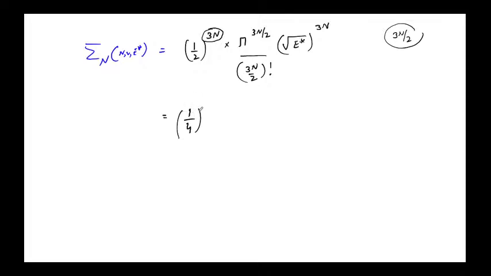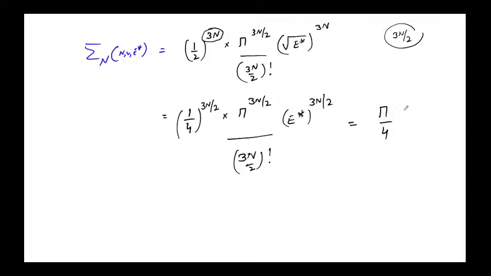If I write it as 1 over 4 to the power 3N by 2, multiplied by pi to the power 3N by 2, E star to the power 3N by 2, over 3N by 2 factorial, then we can combine this equation and write it in the form of pi by 4 E star, the whole to the power 3N by 2, over 3N by 2 factorial. Let us say this is equation number 2.